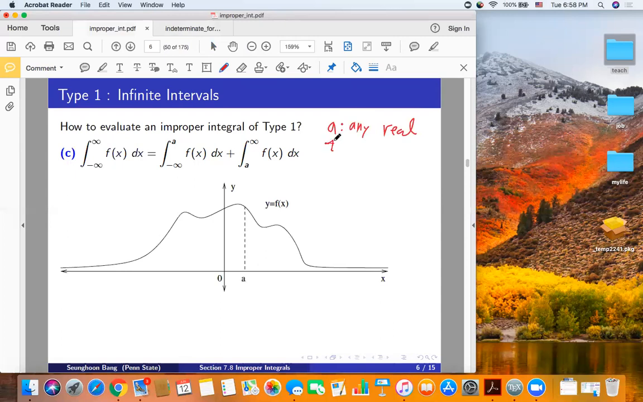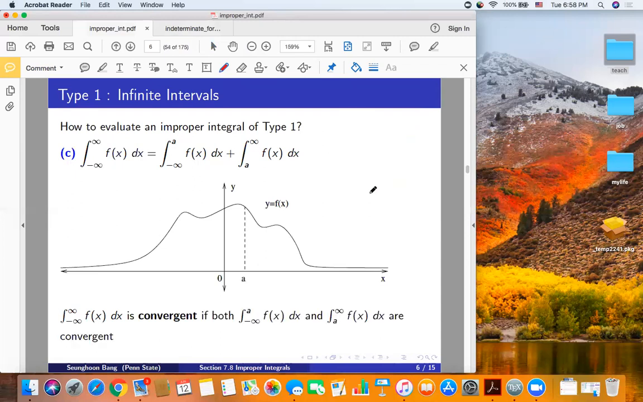So what is the best choice of a? The best choice of a is usually 0. It's the simple number, so you can choose 0. If both are convergent, it converges. If either one is divergent, it diverges. So what does it mean? Say this one is divergent and this one is convergent. What is the answer?